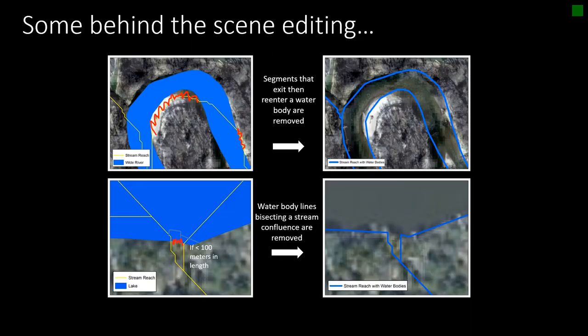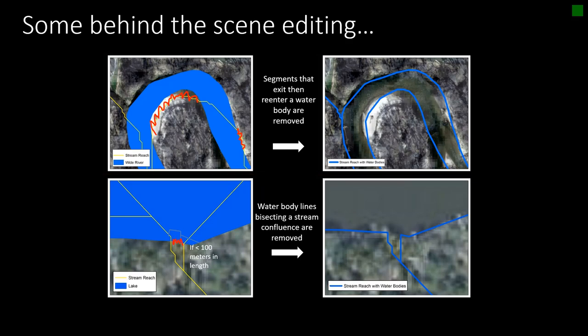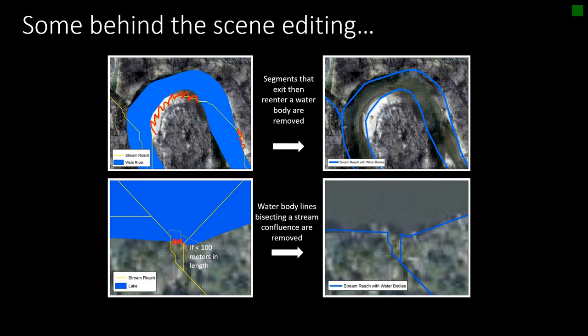Here is a case where the stream center lines flow out of the wide river feature. Some behind-the-scenes editing is done. However, it can be difficult to account for every scenario. See here, segments that exit and then re-enter the water body can be removed, or water body lines bisecting a stream confluence are also removed within a certain length. It is still best practice to edit your lake or wide river boundaries to encompass the stream center line.